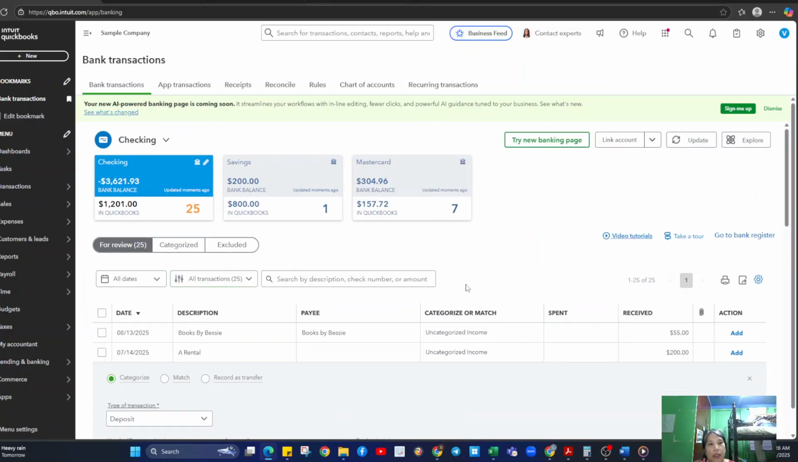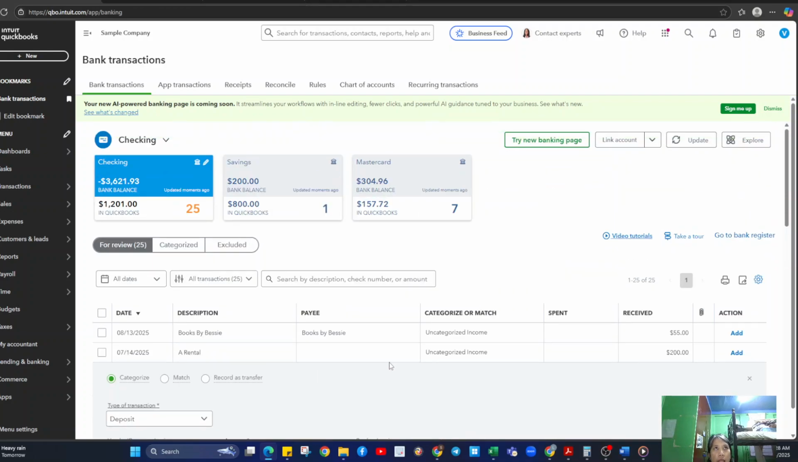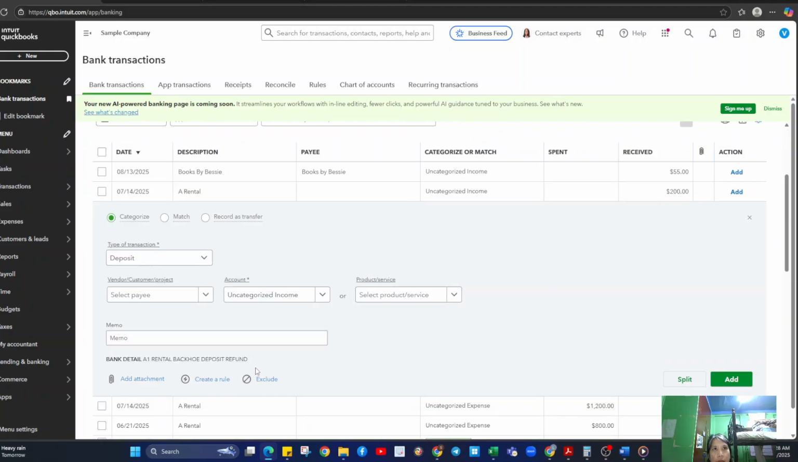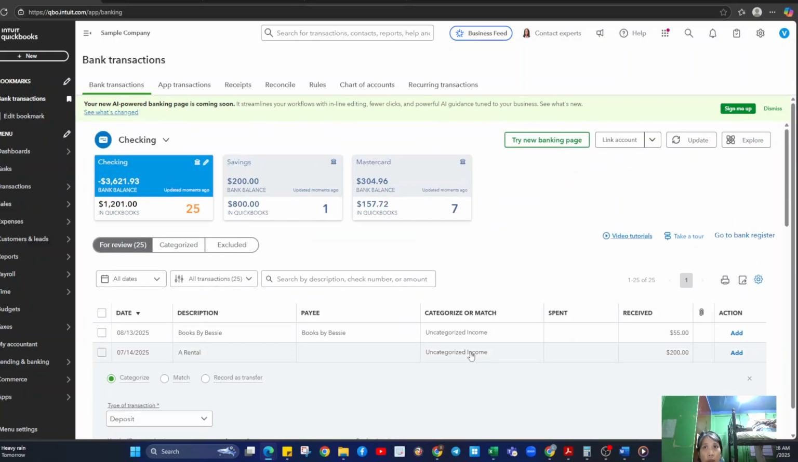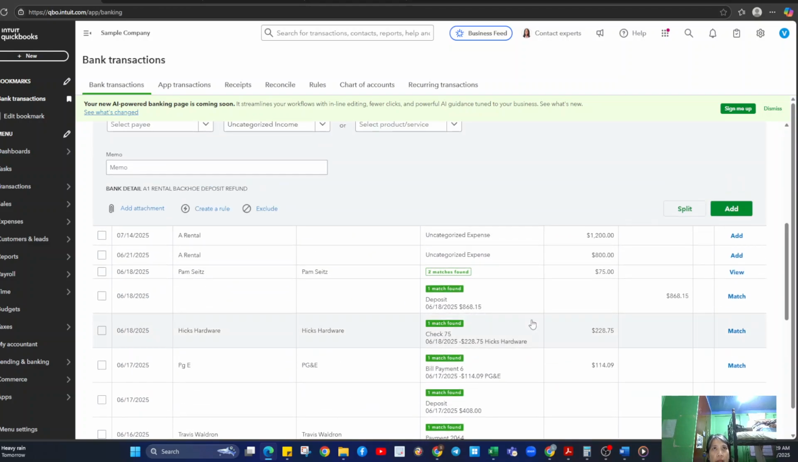The accountant should be prudent enough in understanding the transaction. Like this one, we have noted that for A1 rental, since the nature of the client's business is landscaping, most likely they're using a backhoe and they are renting this equipment. So there is a rental expense to be recorded in the books. However, there is a refund, so we will not say this is an uncategorized income. So this is a contra expense account. All right, so these are some of the things that have to be considered by the accountant.